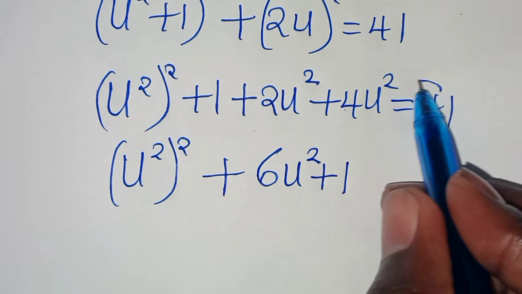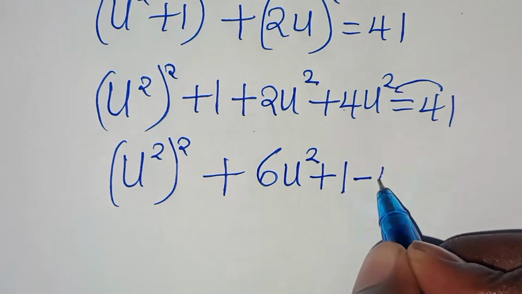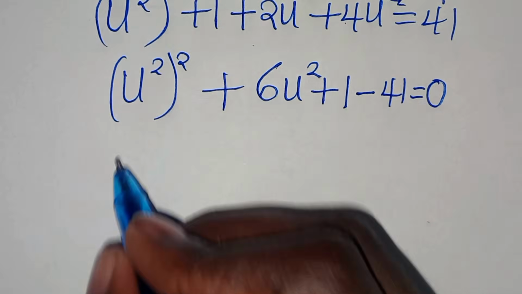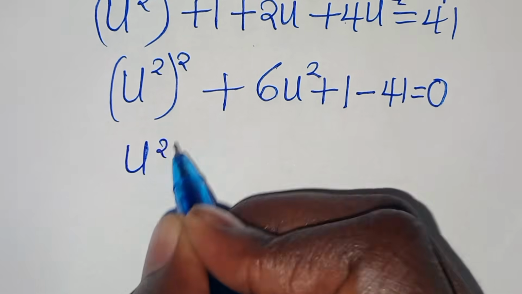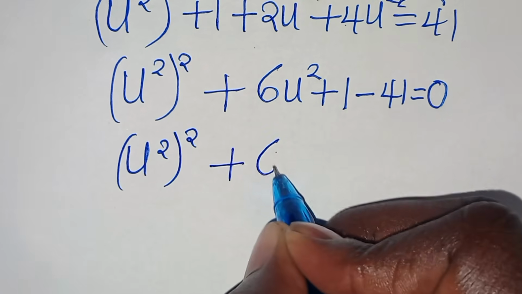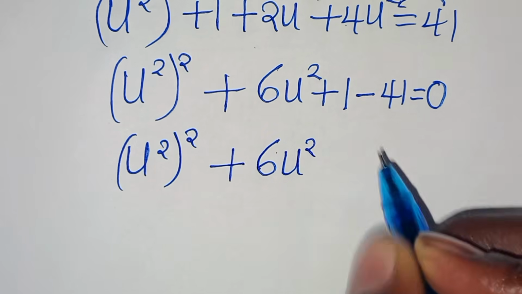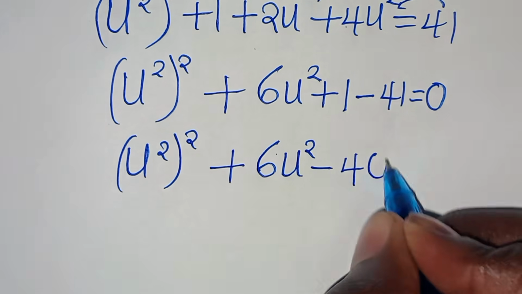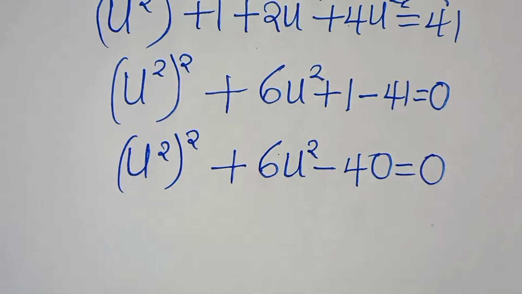Let's take 41 to the left hand side. So this becomes minus 41. This is equal to 0. So we have (u squared) squared, then plus 6u squared, plus 1 minus 41. This is minus 40, and this is equal to 0.